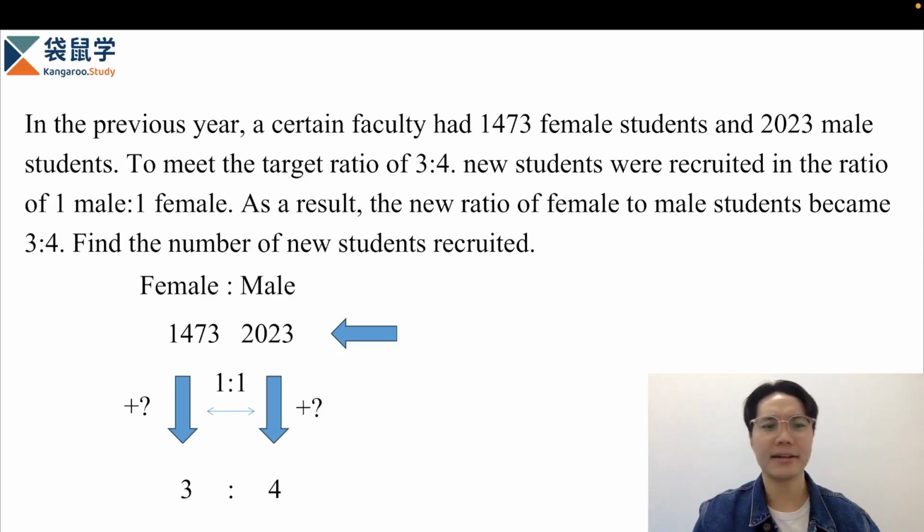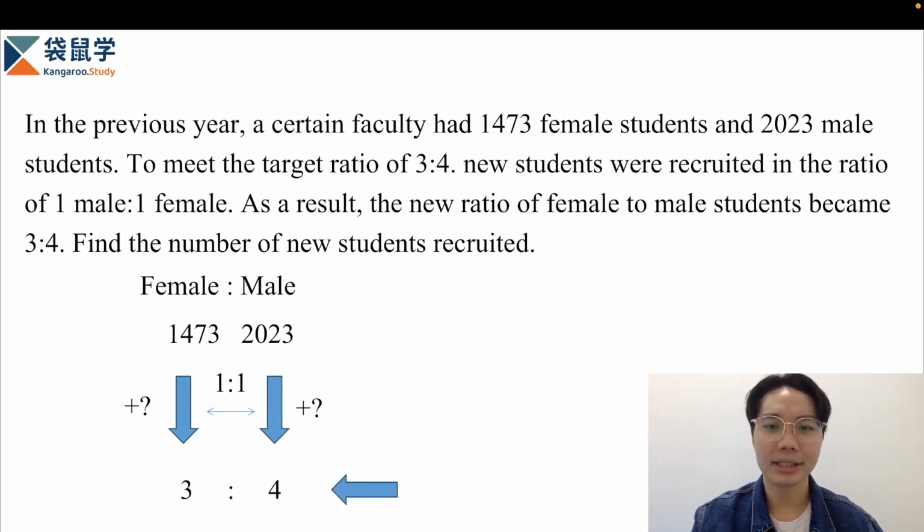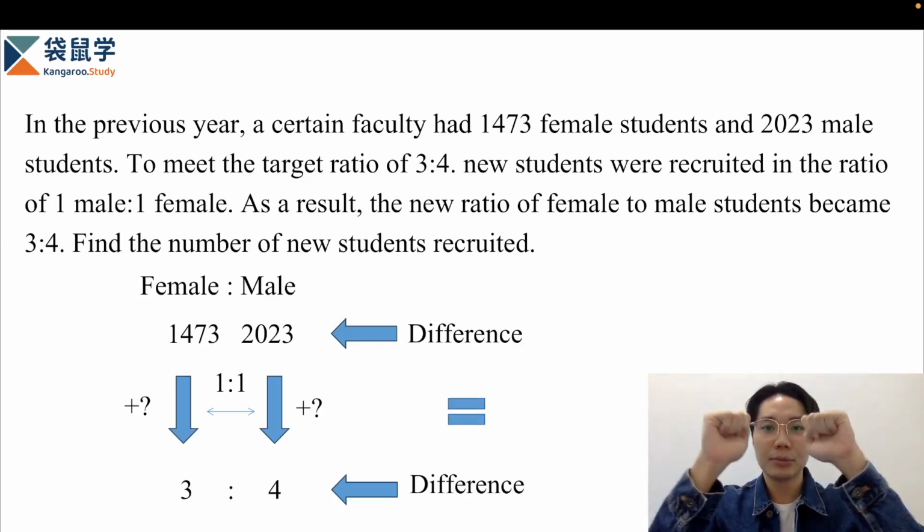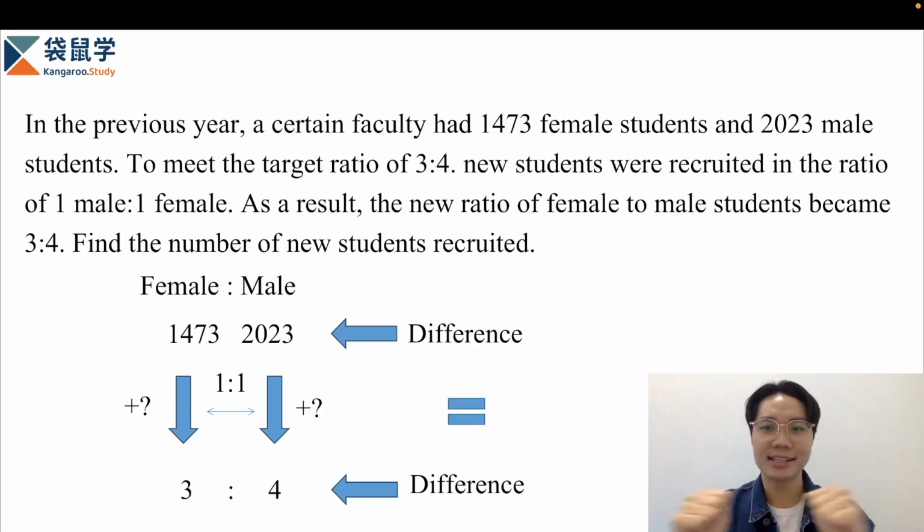That looks quite difficult, right? What else can we do? We only have a ratio of 3:4 left. But is that all? Do you notice anything about the number of students at the end and at the start? What about their difference? We notice that the difference will be the same. Why? Because we have two groups and we add the same number to both groups, and so the difference at the start and at the end will be equal.